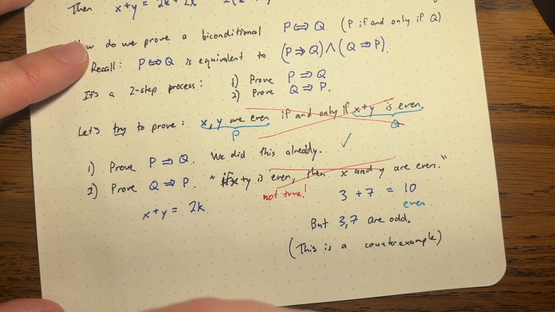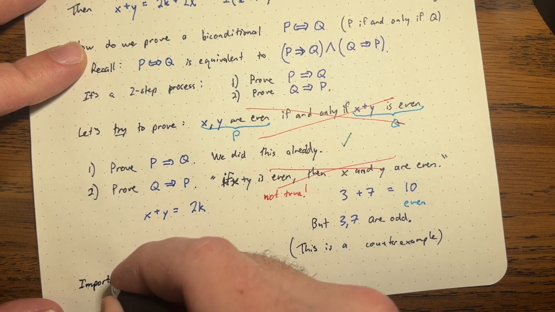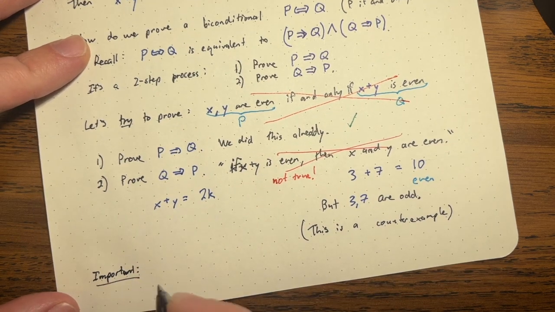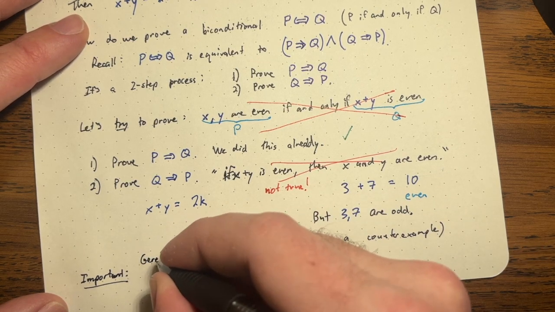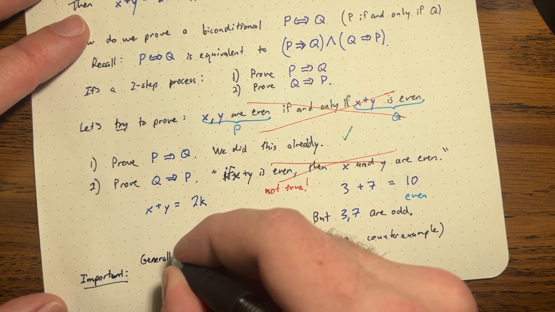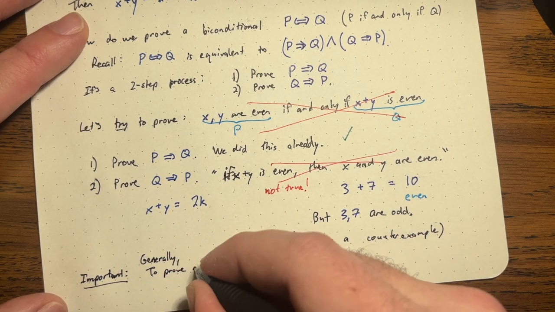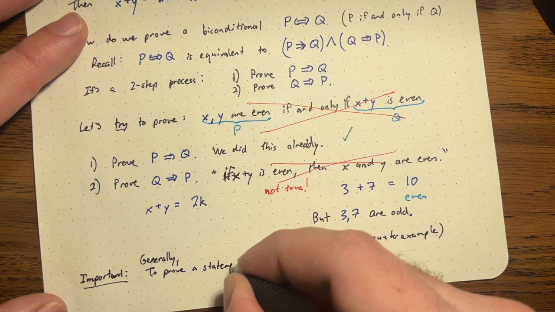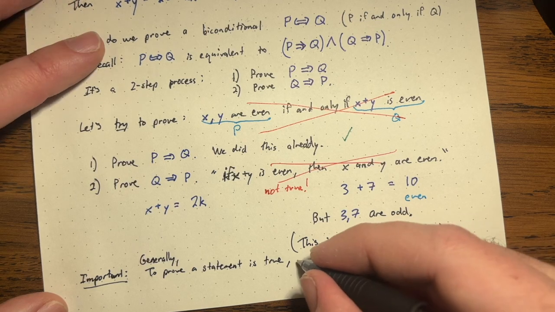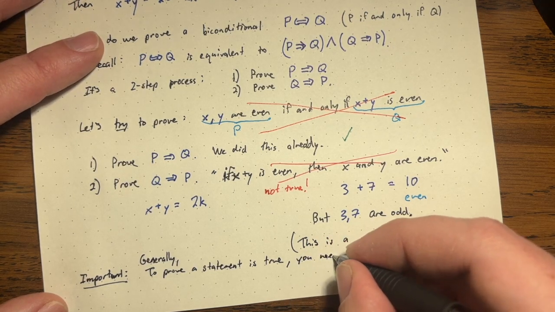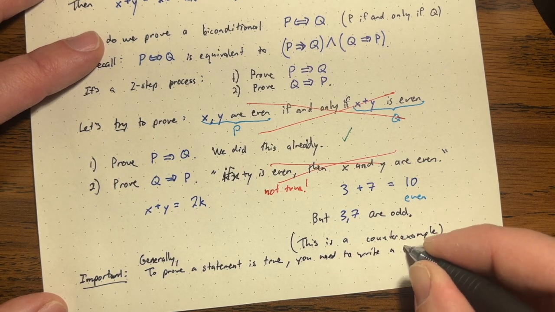Oh, I should just write this. This is so important to keep in mind. So generally, I'll say generally because it's not true always, but this is a good rule of thumb. To prove a statement is true, you need to write a proof, like a full proof.